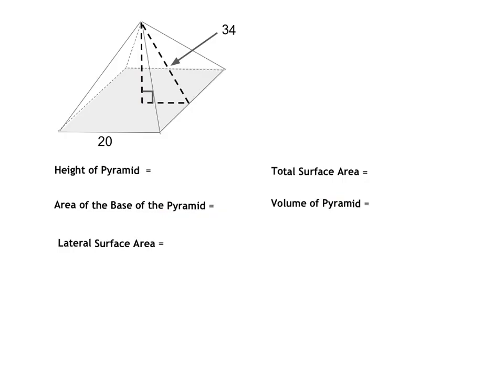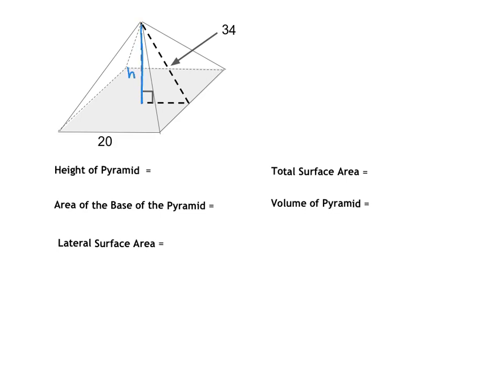So here we're going to take a look at number 5. In number 5, we have a square-based pyramid where we're given the slant height of the pyramid, and we need to find the volume and surface area. To start off, the first thing I want to do is find the height of the pyramid. So the height of the pyramid is this distance right here.